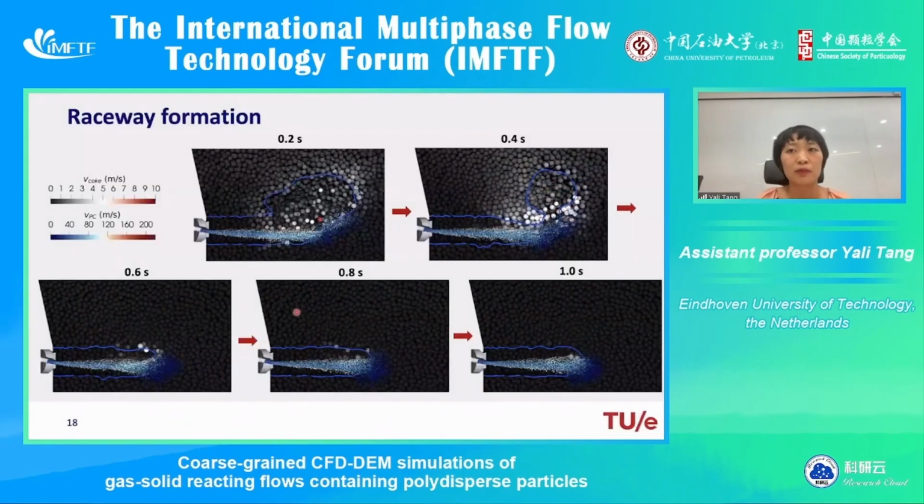Here are some qualitative results, which show the evolution of the raceway. In the very beginning, due to the expansion of the CO gas in this whole coke bed, we have a growth of the raceway in a balloon shape. However, very quickly this raceway contracts to a smaller size and becomes a stable form with a very elongated shape that looks like this. So within a very short time, it becomes stabilized.